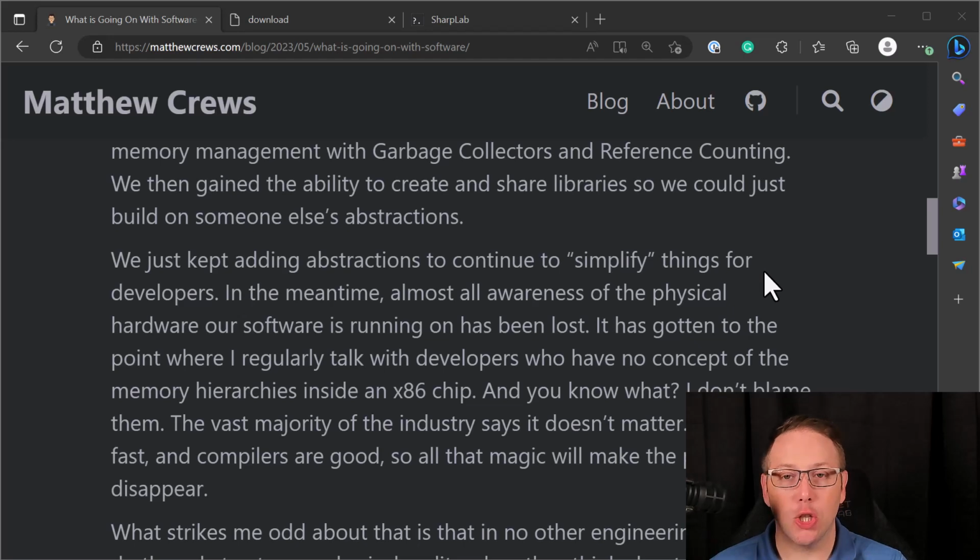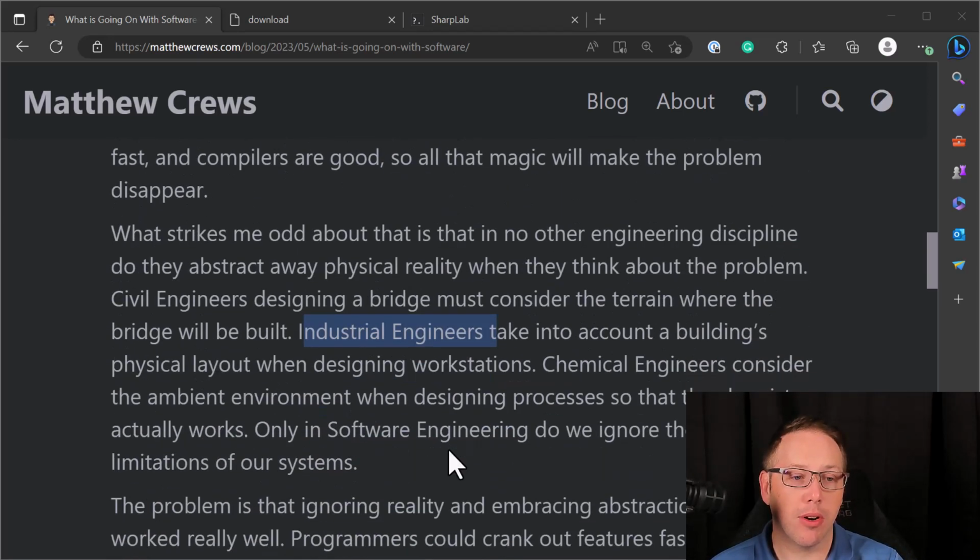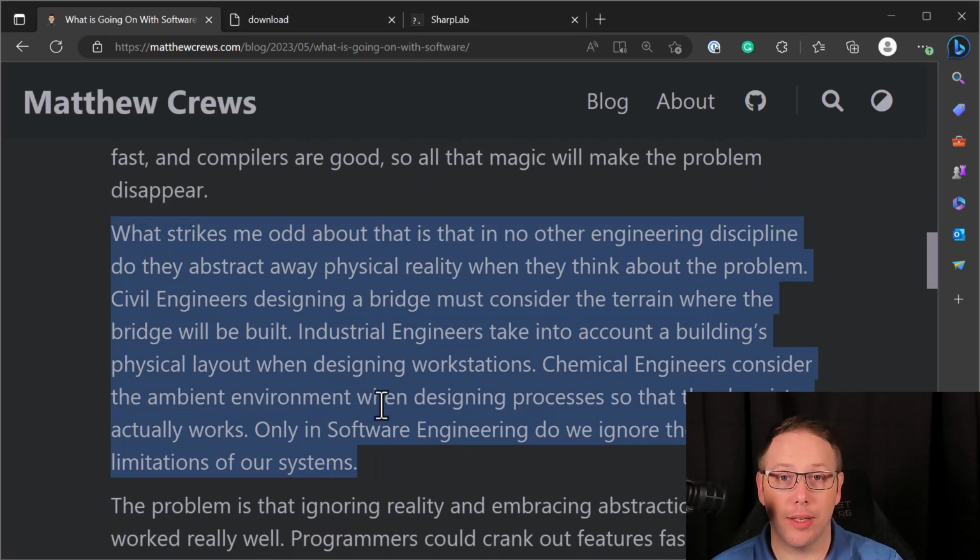And I don't blame them either, because most of the industry says like, hey, you don't need to worry about that. CPUs are fast. Compilers are pretty fantastic. It'll just make it faster for you. So again, there's so many layers of abstraction now that a developer can lead a very successful career with having no understanding of how a physical CPU actually works. And in this paragraph, I kind of point out, I find that rather odd.